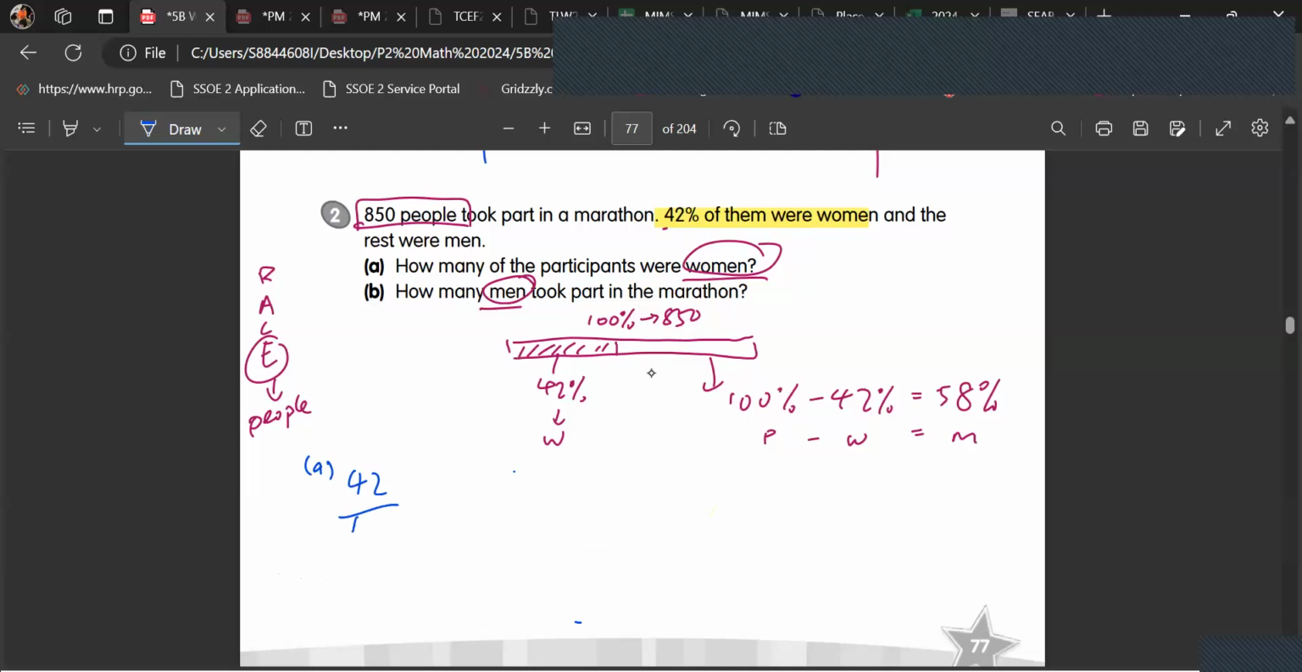We shall go to 42% and times 850 straight away. Well, this is women. And for the men, I can do an easy subtraction later on, or I can do percentage over 10. There's so many methods to solve this. But from here, I can simplify.